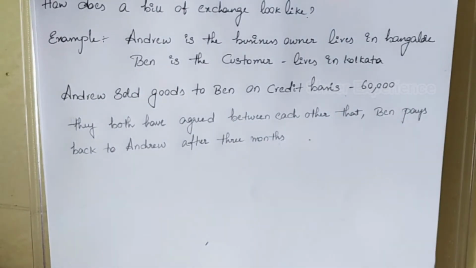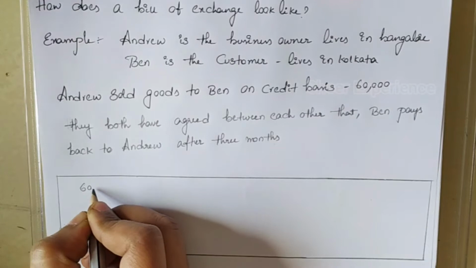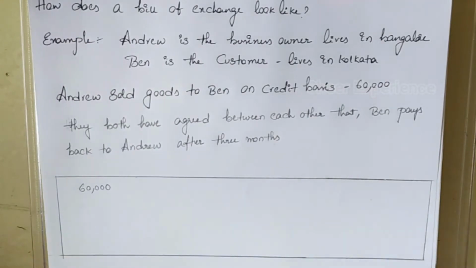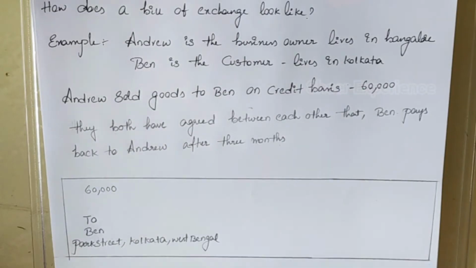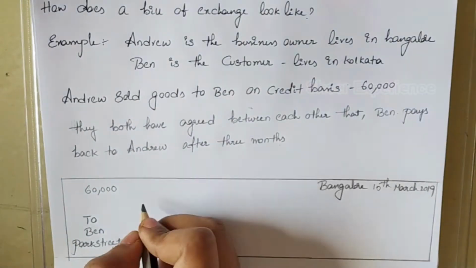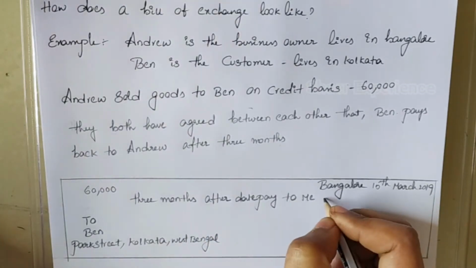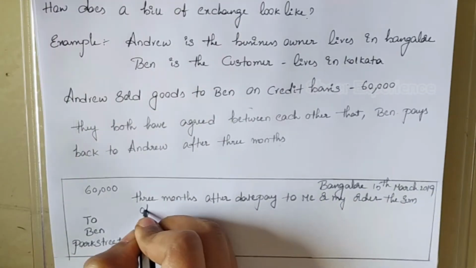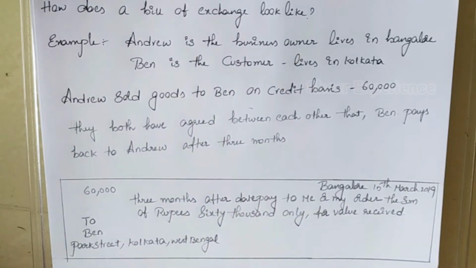Now, for this example, how does a bills of exchange look like? First, we will write the amount on the left hand side, that is 60,000. Below that, we will mention the customer name and address. Here the customer is Ben. Then we have to mention the period or the date by which the customer will pay the money back to the business owner. It could be weeks, months or years. According to their agreement, the period varies.